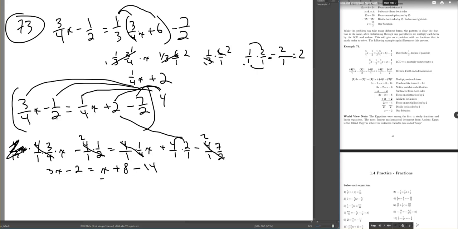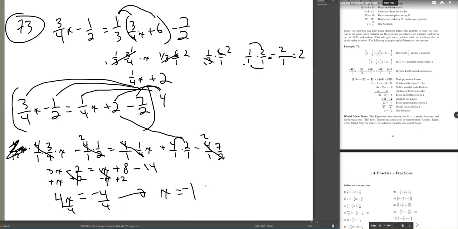So here we're going to get rid of that x here and put it on this side. And here we're going to get rid of this 2 and put it on this side. So we have here 3x plus x equals 4x. This is canceled. Equals, this is canceled. Plus 2 plus 8 equals 10. Minus 14 equals minus 4. So we're going to divide both sides by 4 to isolate that x. So x equals minus 4 divided by 4 equals minus 1.